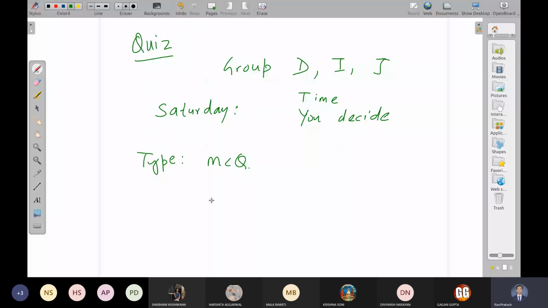The first quiz will be on this Saturday. What is the date this Saturday? 24th. So today is 19th, right? 24th July 2021.